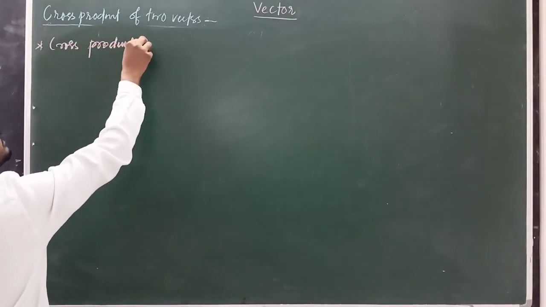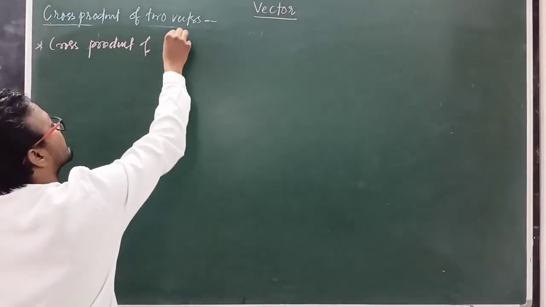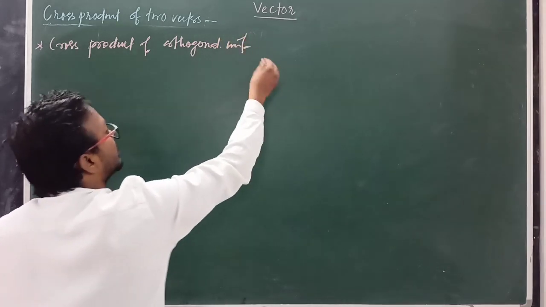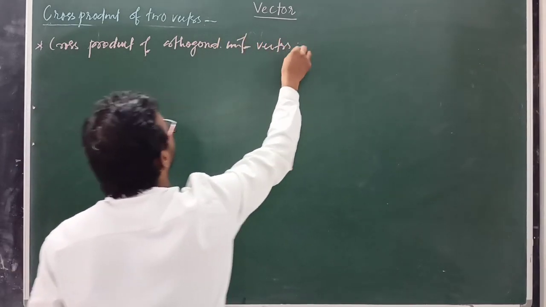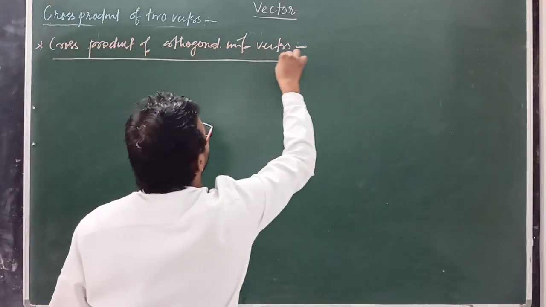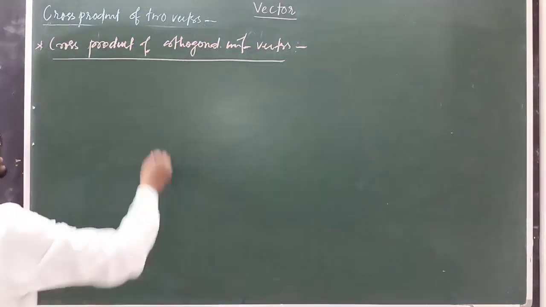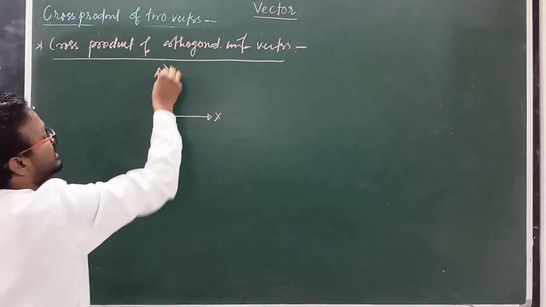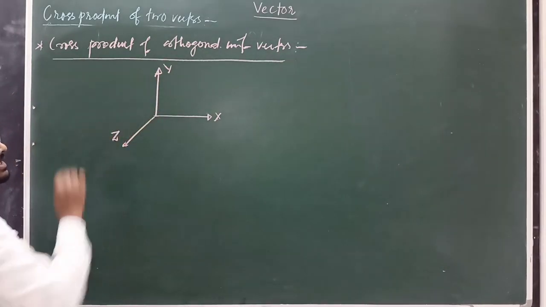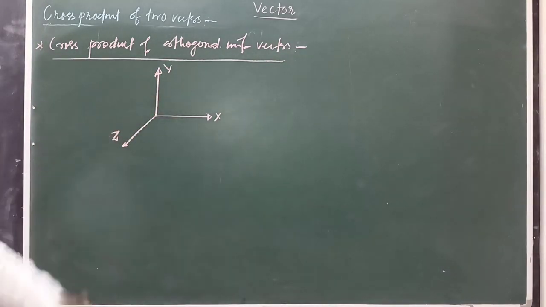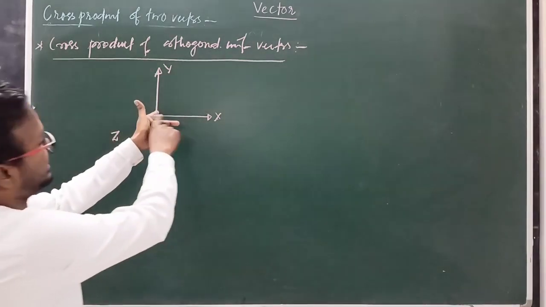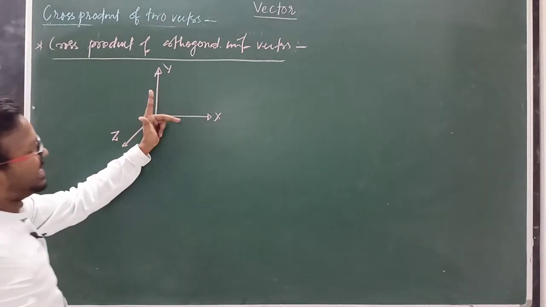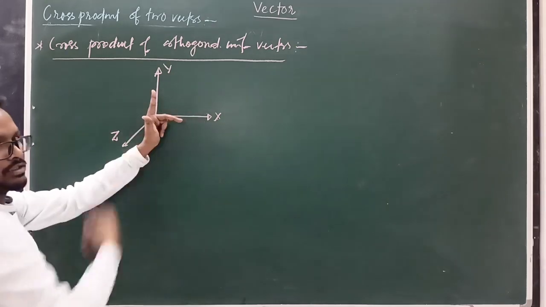Cross product of orthogonal unit vectors. So i cap, j cap, k cap are orthogonal unit vectors. We already know this is the x axis, here the y axis, and another axis here, the z axis. Clear? And these three axes are mutually perpendicular to each other, meaning x axis, y axis, and z axis. The angle between x and y is 90, yz also 90, and zx also 90.